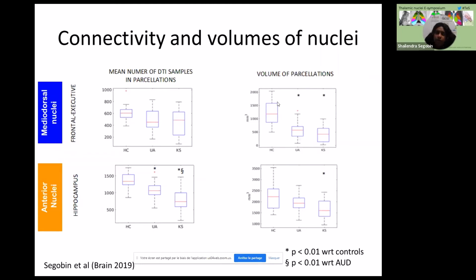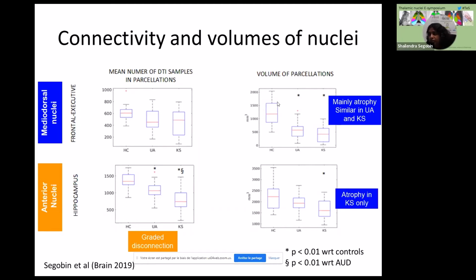And when we compared connectivity and volumetric measures of these thalamic parcels, ANCOVA showed that what was principally the mediodorsal nuclei was atrophied in both AUD and KS groups, and to the same extent. The anterior thalamic nuclei, on the other hand, had greater deficit in terms of connections from controls to AUD to KS patients. But atrophy was found to be significant in KS patients only.